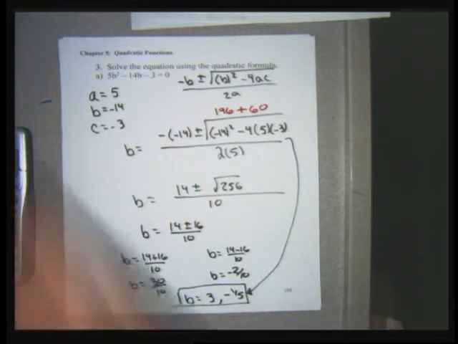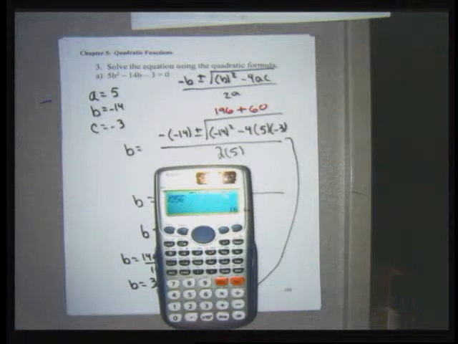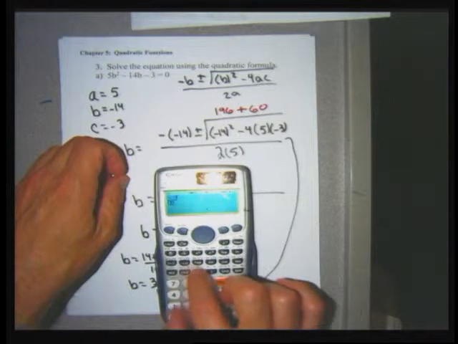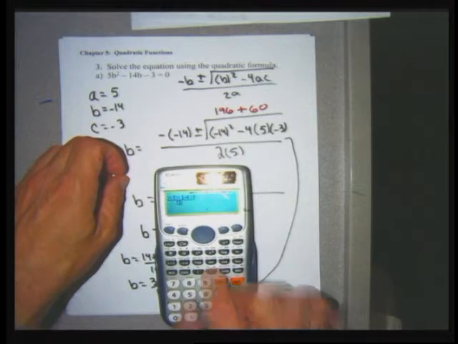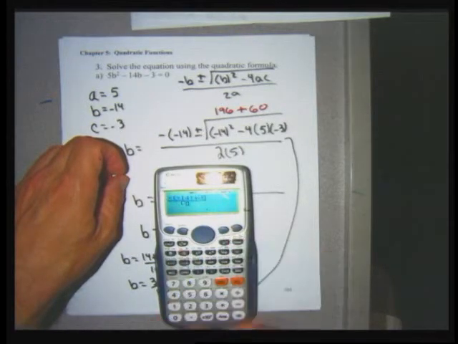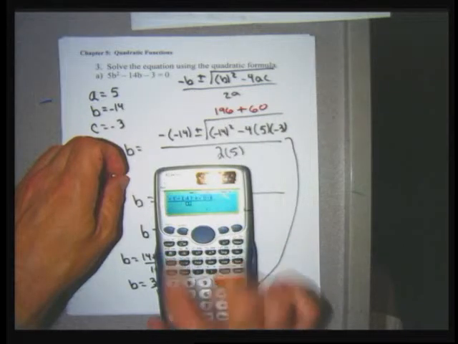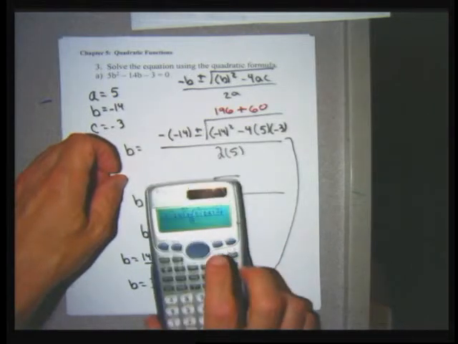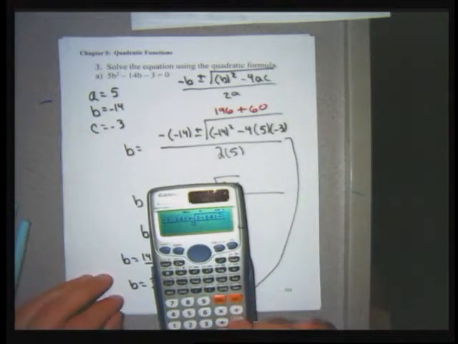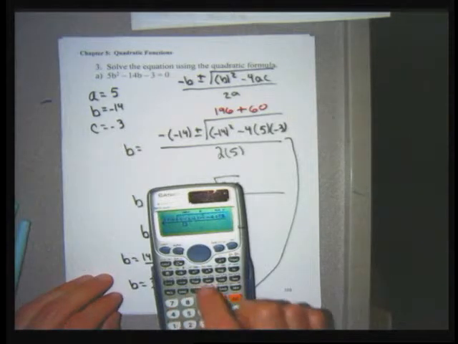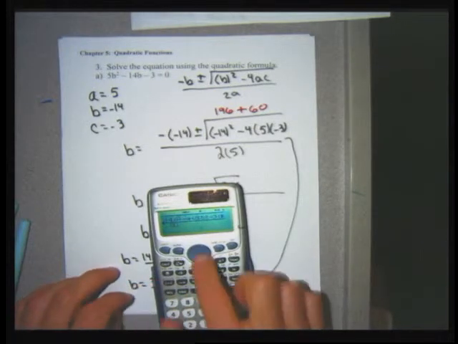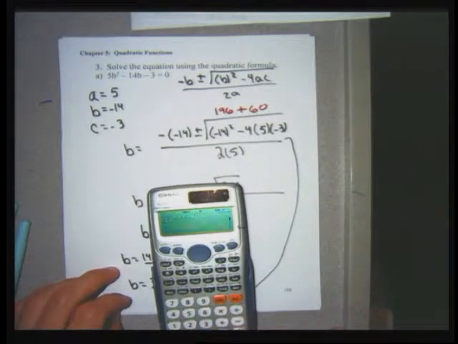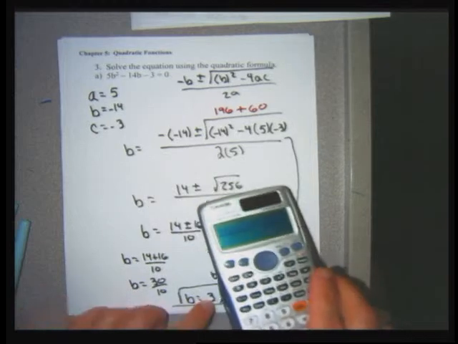And I'll show you how to do that just in case you don't remember. So on my calculator, I'd go fraction, negative, and then parentheses, negative 14, plus square root, parentheses, negative 14, parentheses, squared. And then minus 4, parentheses, 5, parentheses, negative 3, all over 2 parentheses 5. This is only going to give me one of the answers. It gives me the answer of 3 that I got.